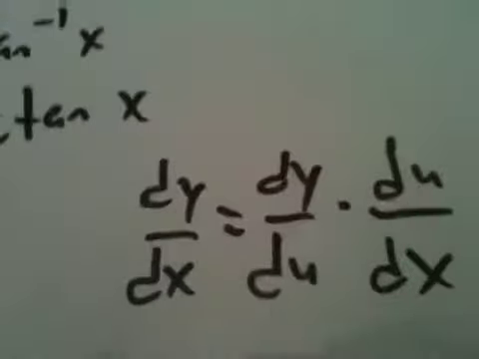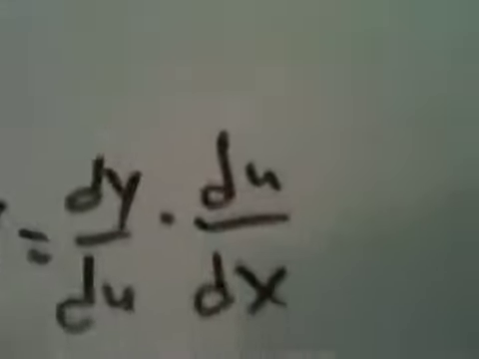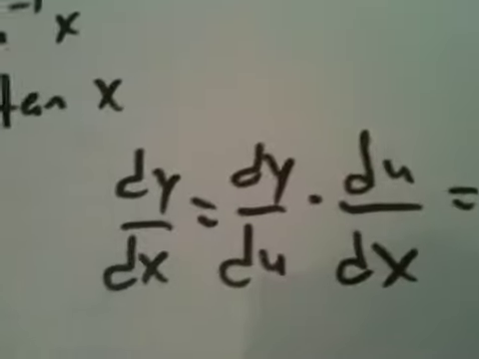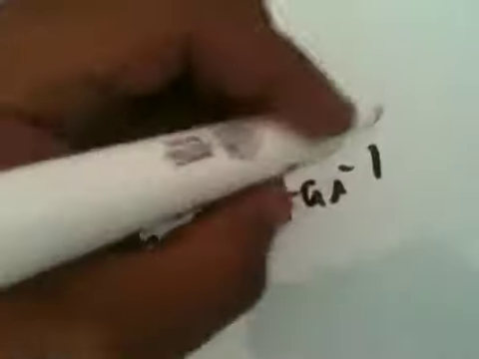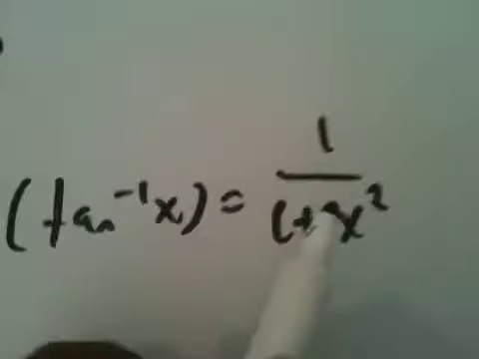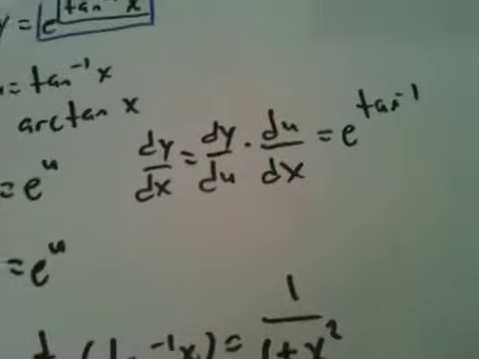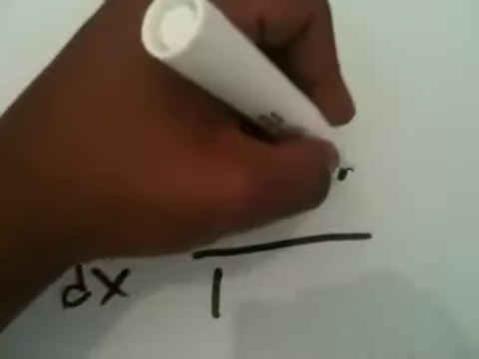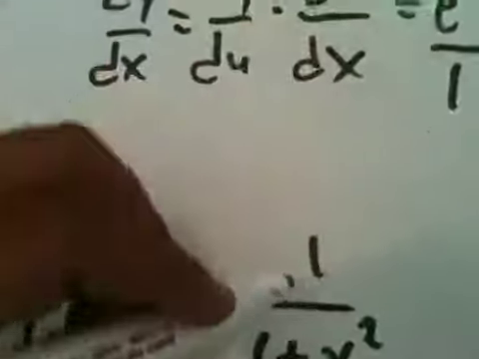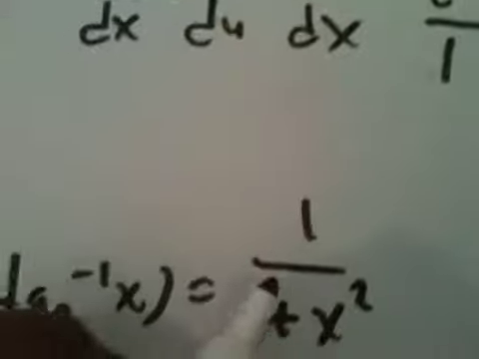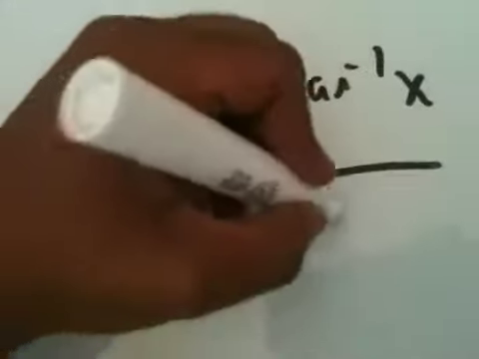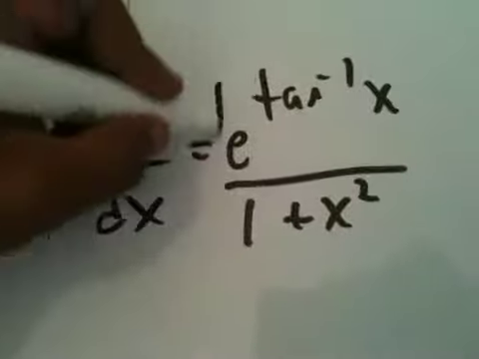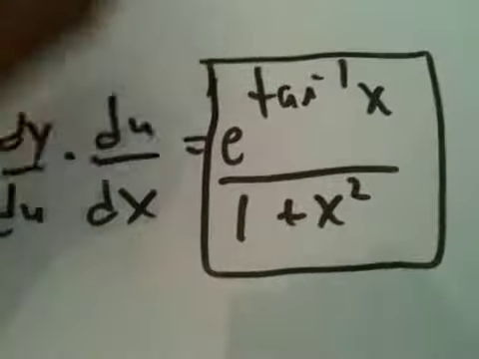So the derivative of this function right here is going to be dy/du, which is e to the inverse tangent of x, times this part right here, which is du/dx. So I can also write that as just e to the inverse tangent of x, and I multiply that by 1 over 1 plus x squared, which just simply means I can put this in the denominator, 1 plus x squared. And that's my derivative.